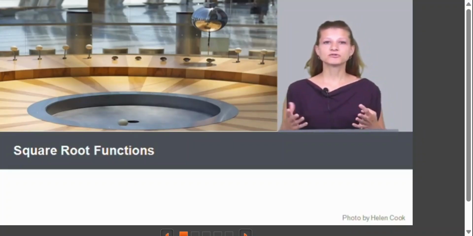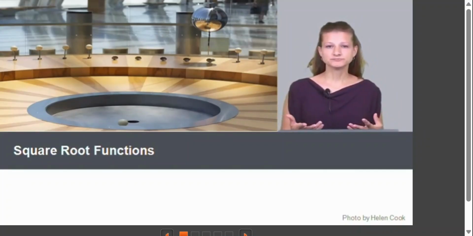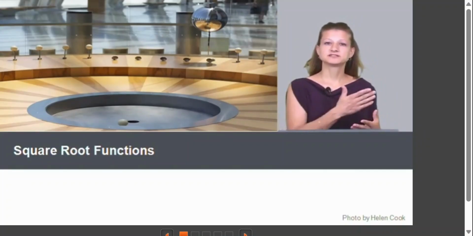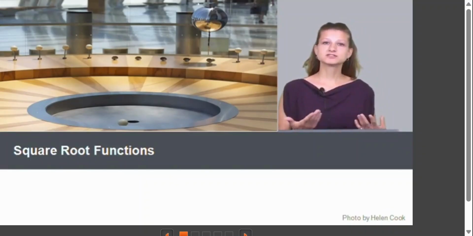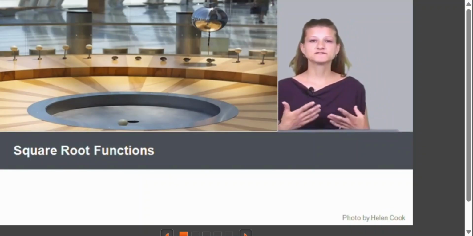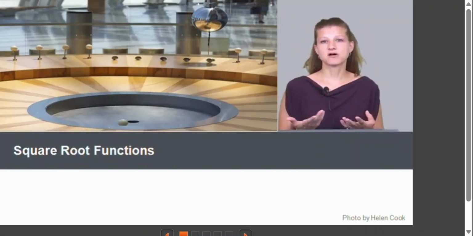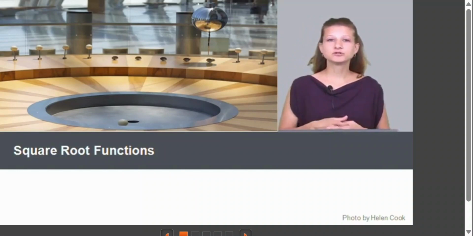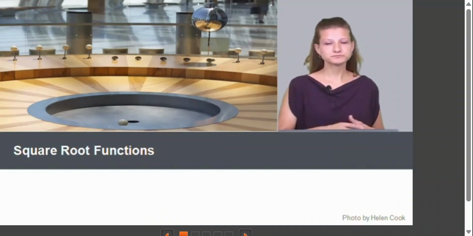That swing, or the period of a pendulum, is the amount of time it takes to swing back and forth, and it is a square root function. It's a function of, or it depends upon, the length of the rod. The longer the rod, the longer the period.